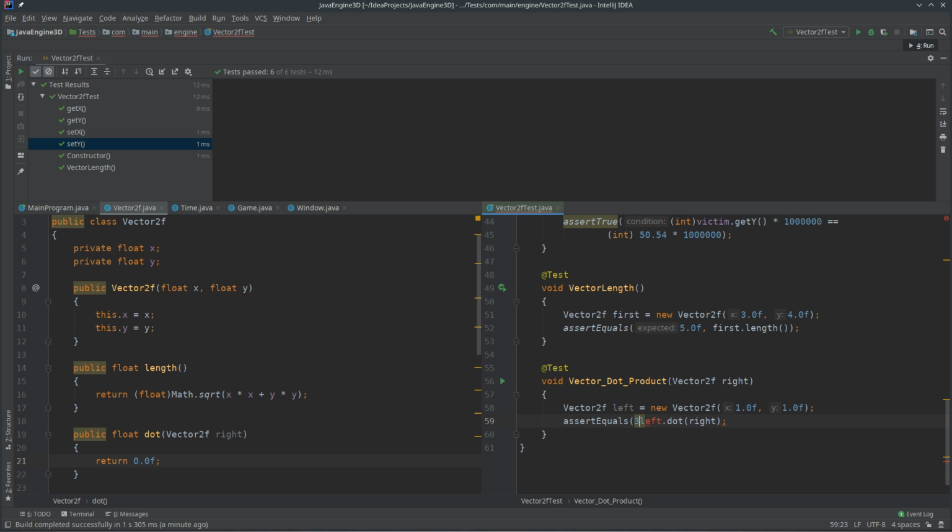3.0f, comma. So we expect 3. Am I correct? So left dot right should be 3. It's x times x plus y times y. Yeah. I think I should have put a 2 there.